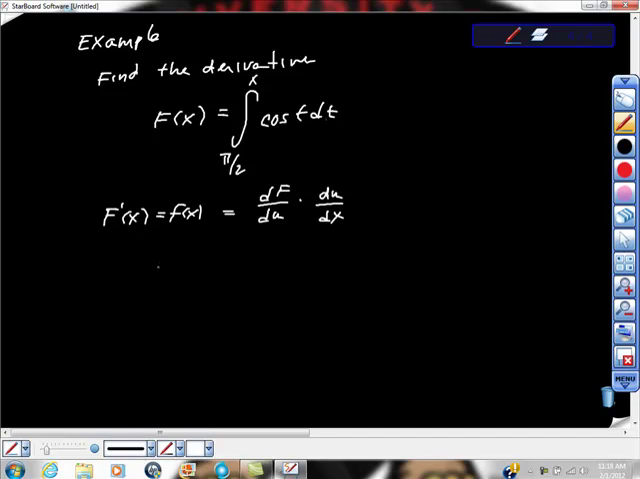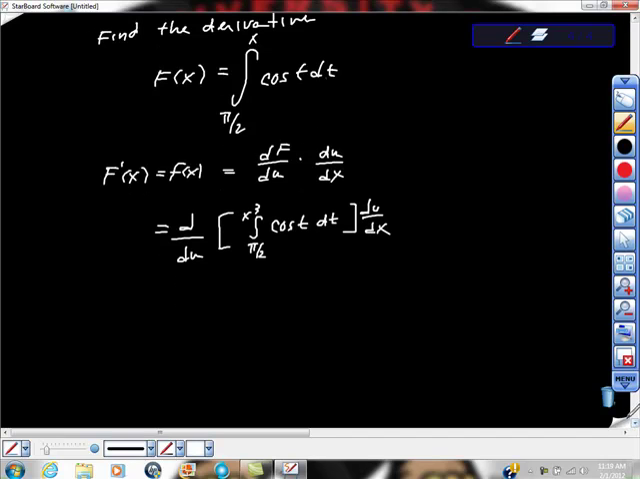So I'm just going to keep writing and say that's the same as d/du of the definite integral from pi halves to x cubed of cosine t dt times du/dx. Stay with me, because this is going to make sense in a minute. I'm getting a little bit confused, so what I'm going to do is say let u equal x cubed.